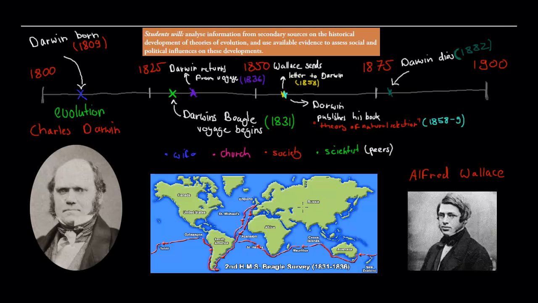Then we have the historical development of evolution. It says students will analyze information from secondary sources on the historical development of the theories of evolution and use available evidence to assess social and political influences on these developments. So remember someone called Charles Darwin. Before he was born, people believed in evolution, or they believed it might occur. They believed that things might have changed over time, but they didn't know why, what the mechanism was that made them change over the years. So evolution was semi-accepted, but no one really knew why they changed. Why were they not always the same?